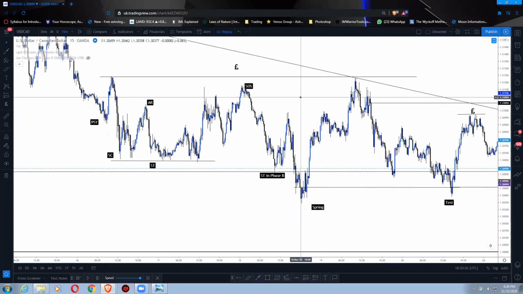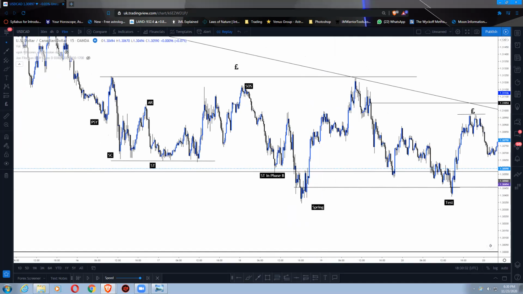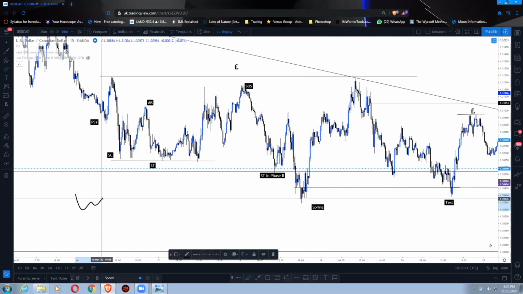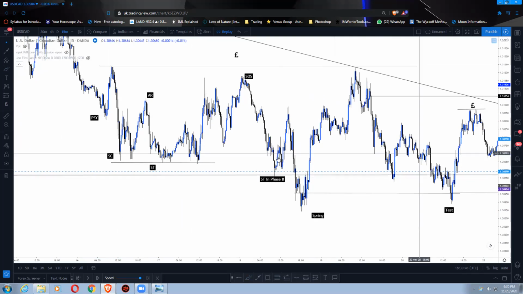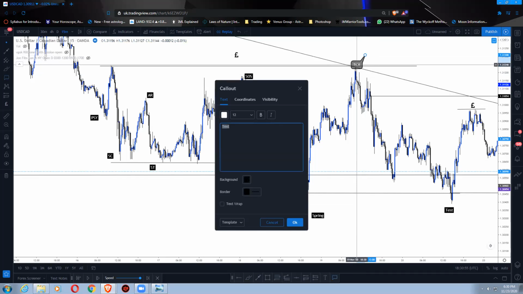Now, another way to tell if your schematic is going to be valid is if you're manipulating lows and breaking structure to the upside. Accumulation is a manipulation to the downside and a break of structure to the upside, where you're constantly manipulating lows and then breaking structure to the upside. That's an accumulation. So that's what we got here. We're manipulating these lows and then we're constantly breaking structure to the upside. And here was our major break of structure.